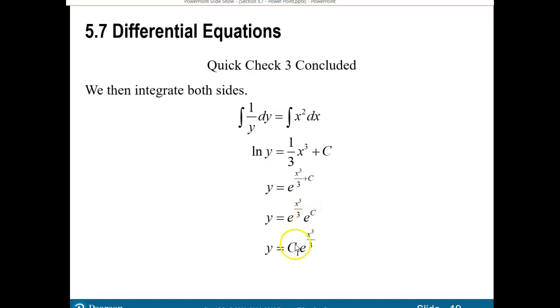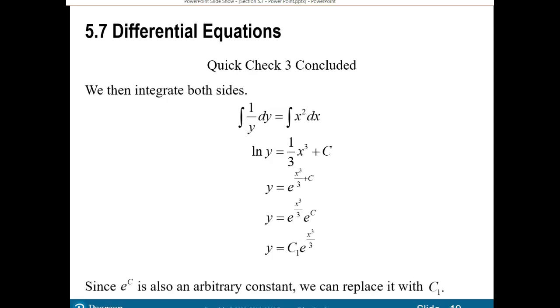So e to the c is just renamed as c1 times e to the x cubed over 3. That's a common practice when solving a differential equation, to clean up the answer rather than leaving it involving your constant. And here they're just explaining that step, right? Since that is an arbitrary constant, they replaced it with just a new constant and relabeled it as c1.